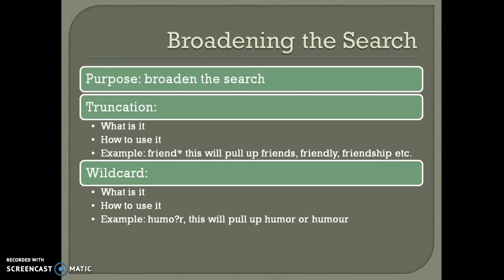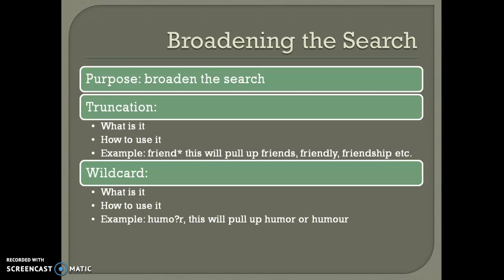Like with truncation, this tool needs to be used judiciously. Placing a wildcard between two letters, such as B and G, would bring up vast and varied results. It would search for big, bog, bag, beg, bug, which is not likely to be what a searcher is looking for. Another common example is to use wildcards to search both British and American spellings.